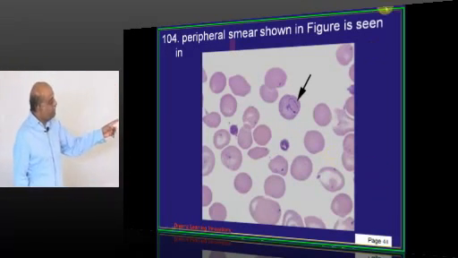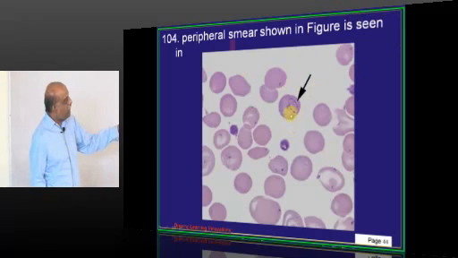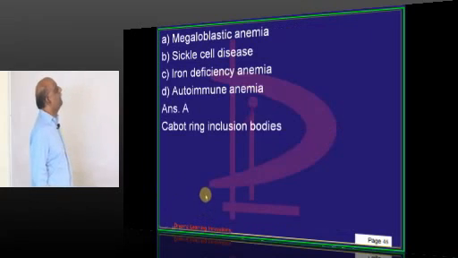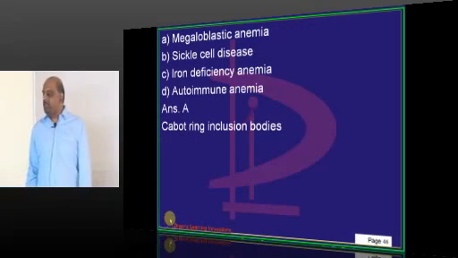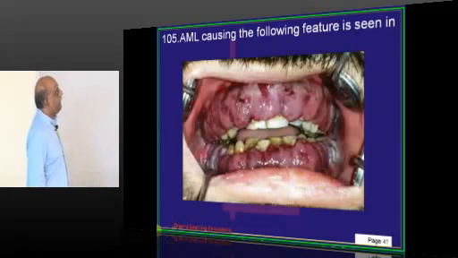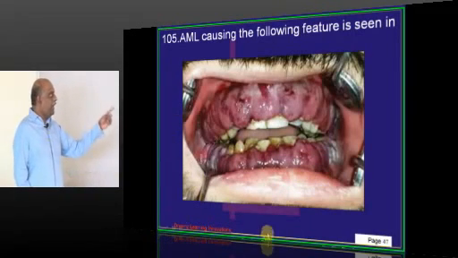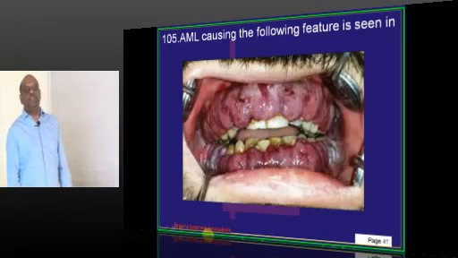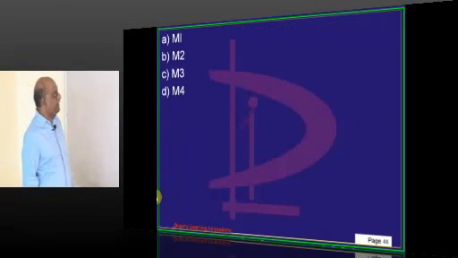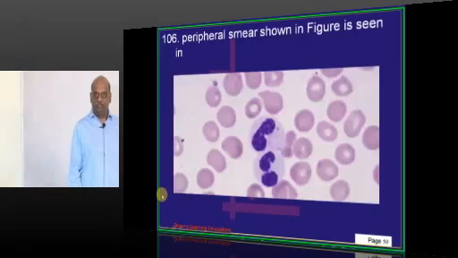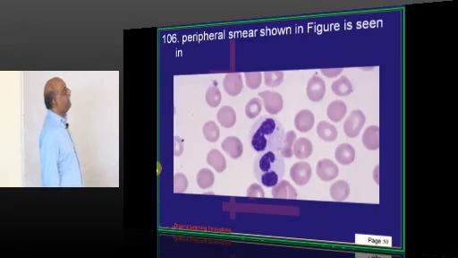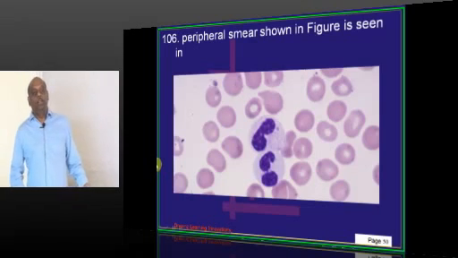What is this structure inside the RBC? It's called Cabot's ring, right? So Cabot's ring is a classical feature which you see in case of megaloblastic anemia, is what needs to be remembered. Now in which AML do you see gingival hyperplasia as a feature? Typically in M4 and M5, gingival hypertrophy is an important feature.